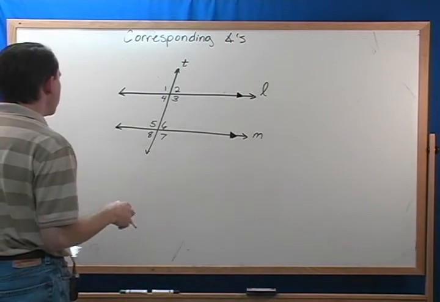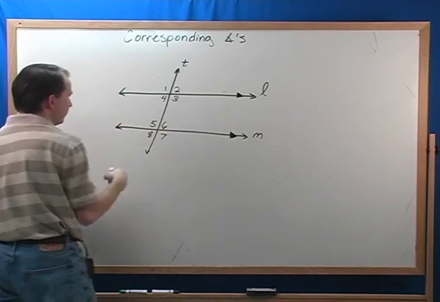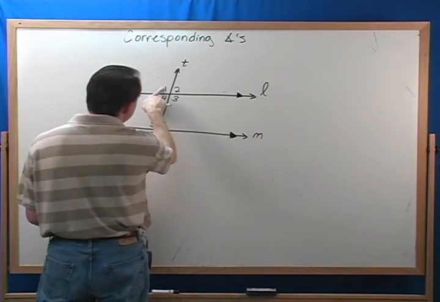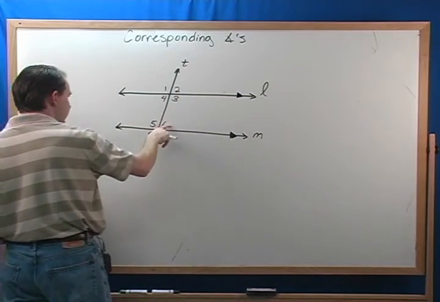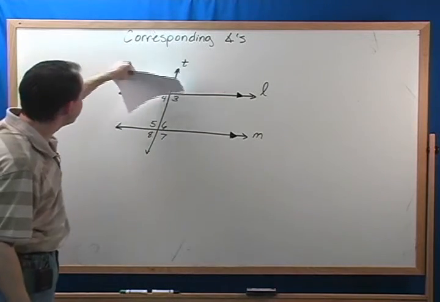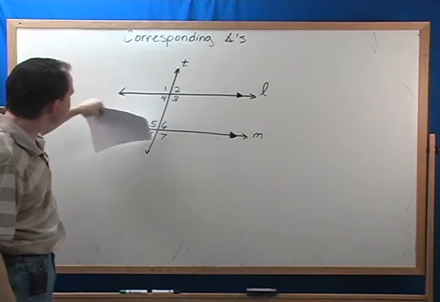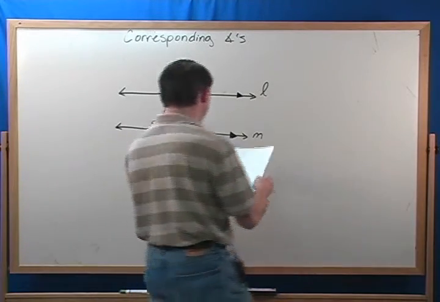It's very simple. Corresponding angles are angles in corresponding positions. So you can see that 1 is in the corresponding position as 5. 2 is in the corresponding position as 6. 3 with 7, 4 with 8. That's all it means, okay? You look at the top set of angles and you find the angle that's in the corresponding position as the one on the bottom, and those are your corresponding angles.